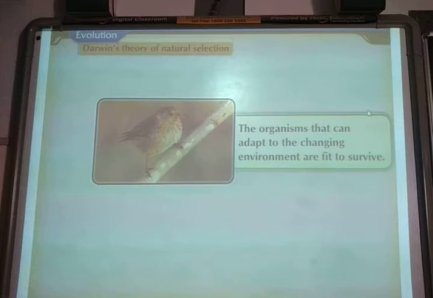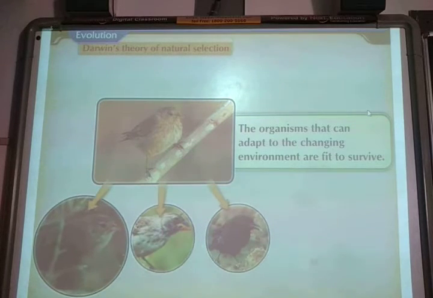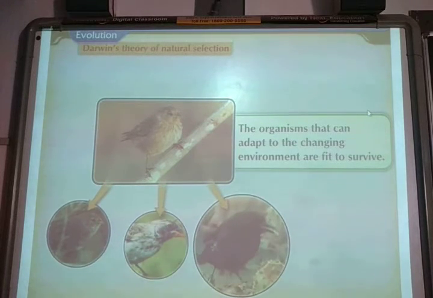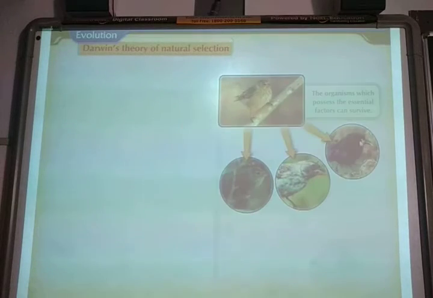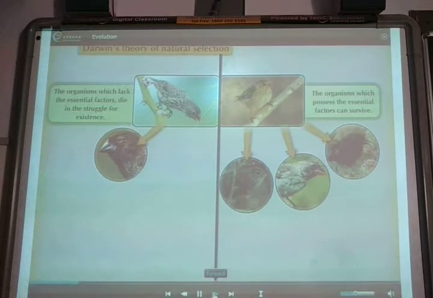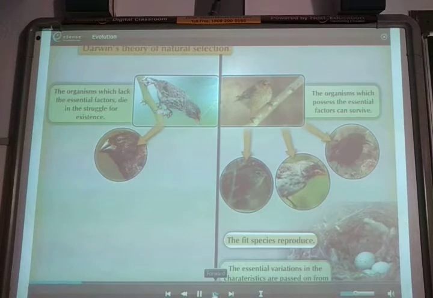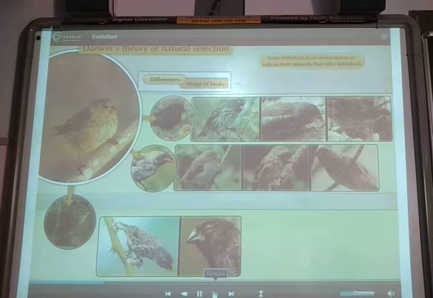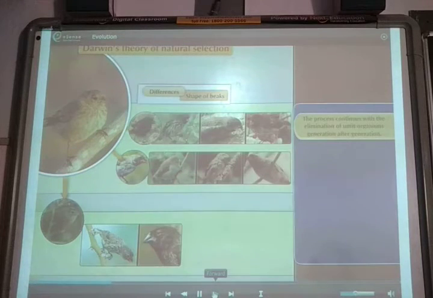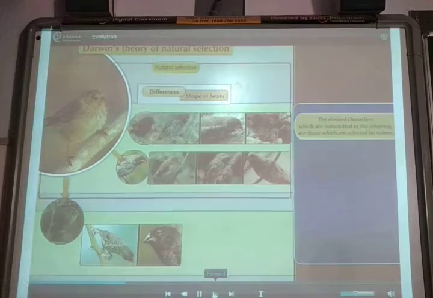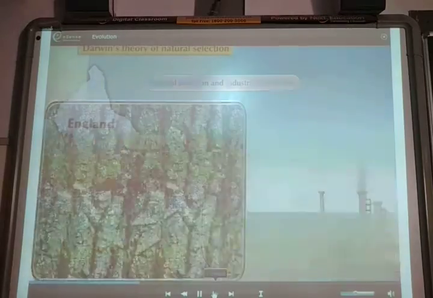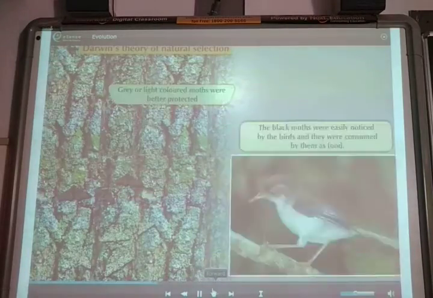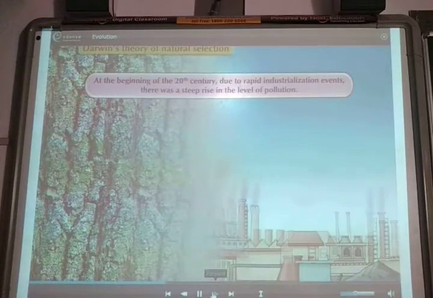Darwin's theory of natural selection. Darwin assimilated and analyzed the observations of his data and suggested that only those who are fit for the changing environment survive, and the organisms which are unfit ultimately die.